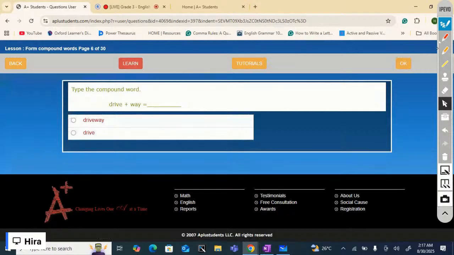The next two words, drive and way. Drive and way form driveway.